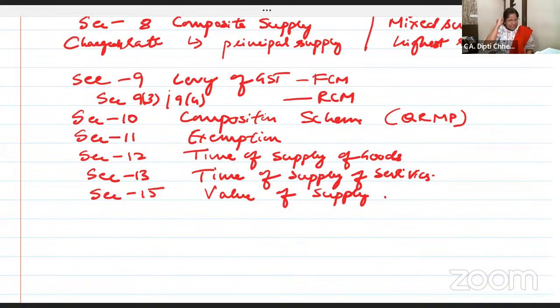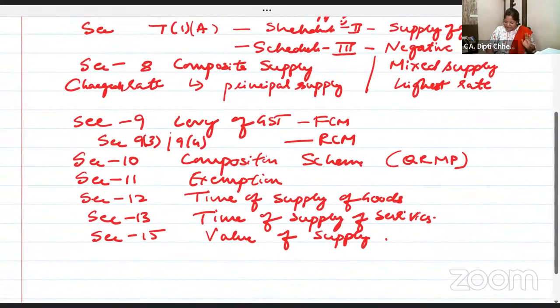Now 3 sections are there, 16, 17, 18 for input tax credit. Once input tax credit is done, our work will be done. Right? So I'm closing the class here.